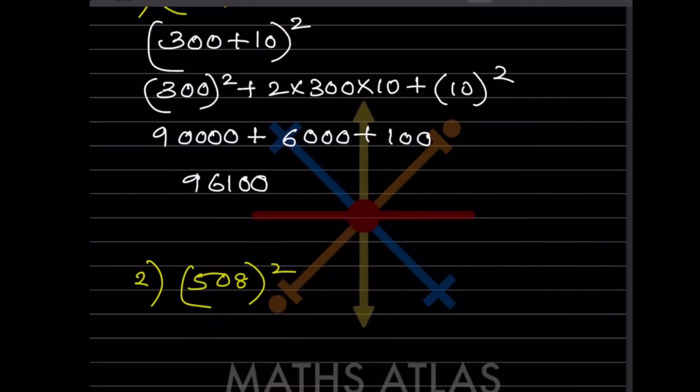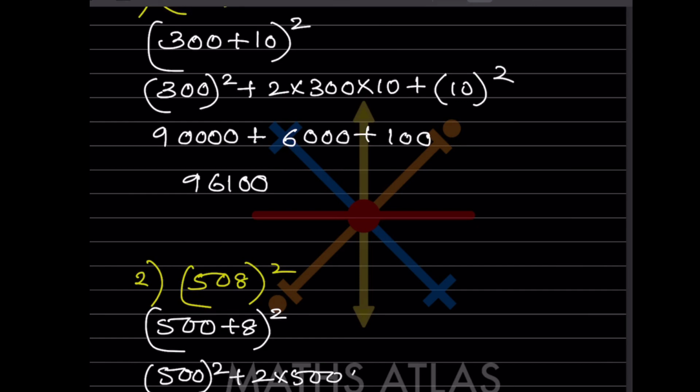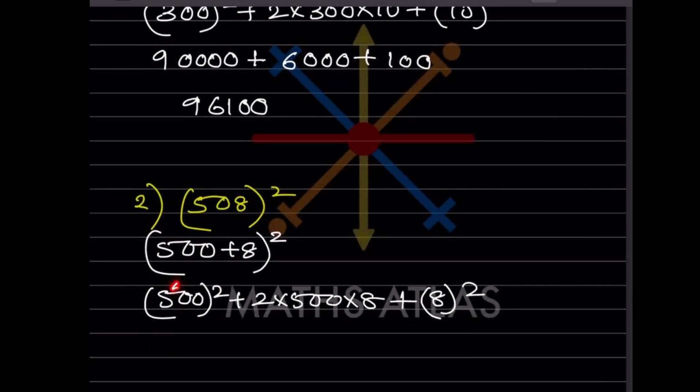So here, 500 plus 8. We are going to use the same formula, which means it is going to be 500 square plus 2ab, 2 into 500 into 8, plus 8 square. So here again it is going to be 25 and 4 zeros, plus you will take all together here. So 40, and this is going to be 8,000, and this 8 square is 64. So the answer should be 2,58,064.